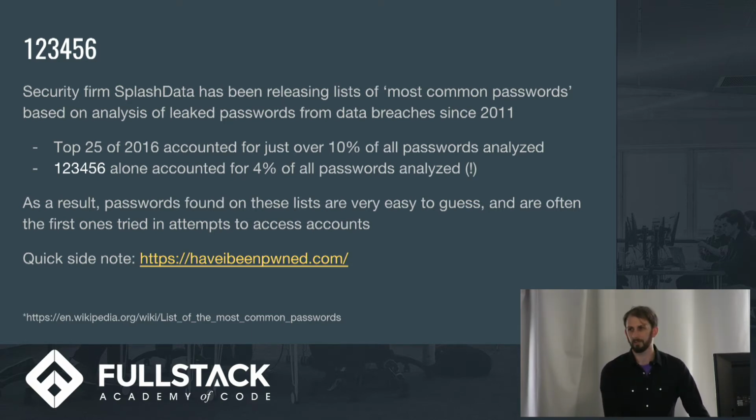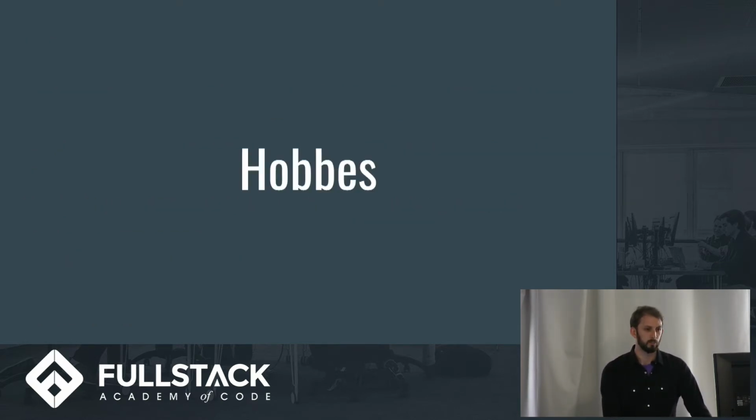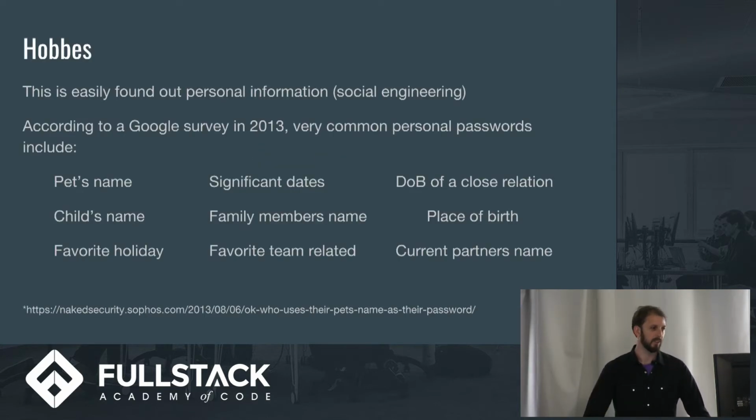So let's try something different. This is my cat's name. This is personal to me. Let's assume it's not on any of those lists. I'm going to remember this password, and it's really bad. This is easily found out personal information. I just told you all what my cat's name is. If I use this as a password anywhere, I deserve everything that's coming to me. This could be found out through just a very simple social engineering exercise.